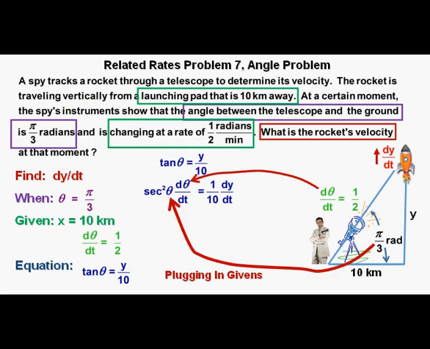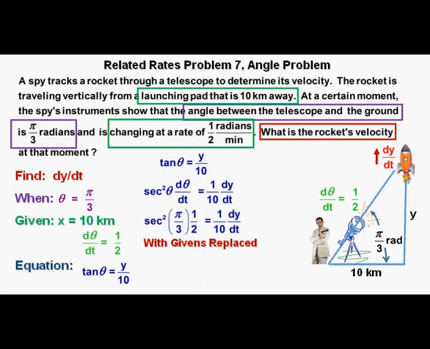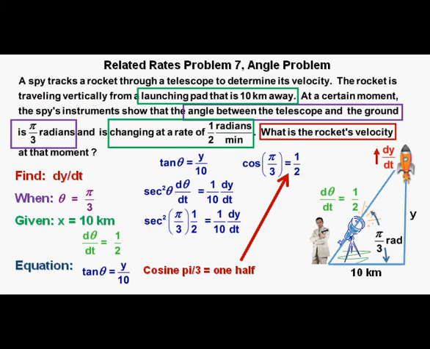Now we'll plug in pi/3 for theta and 1/2 for d theta/dt. So we have secant squared pi/3 times 1/2 equals 1/10 dy/dt. Let's evaluate the secant of pi/3. Well, the cosine of pi/3 is 1/2. Therefore, the secant of pi/3, which is the reciprocal of cosine, so the reciprocal of 1/2, will be 2. So the secant of pi/3 is 2.